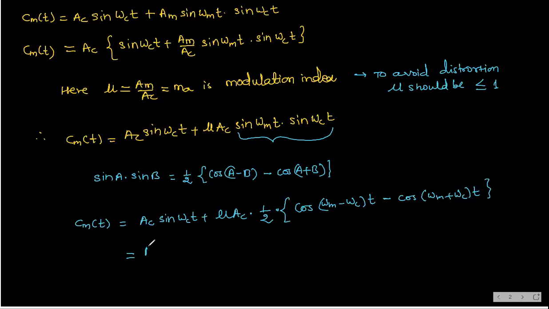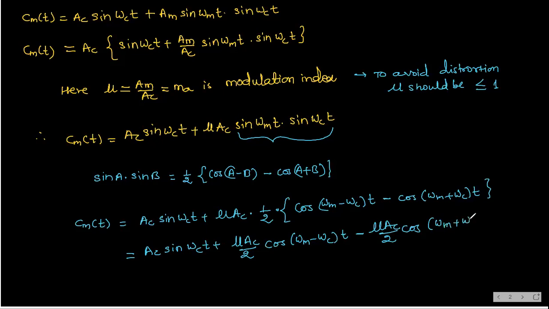And then I am getting like this: Ac sin omega c t plus mu Ac by 2 cos (omega m minus omega c) t minus mu Ac by 2 cos (omega m plus omega c) t.